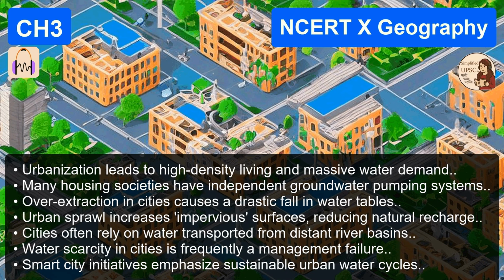And this leads to massive overexploitation. We are literally sucking the earth dry from beneath our feet to sustain this urban density. The water table goes down, and suddenly, a region that had plenty of water is facing a crisis.